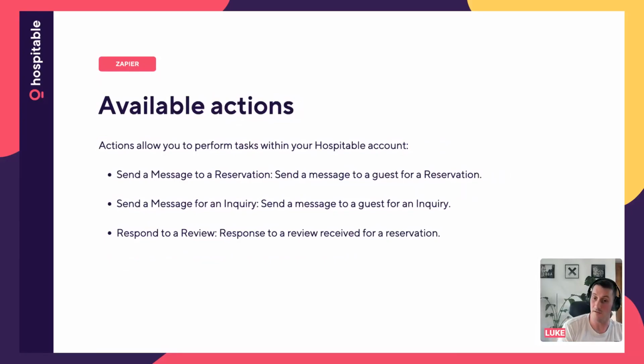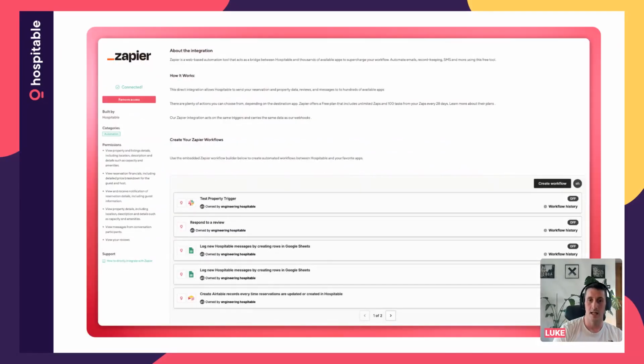Our integrations also, just as of last week, a new version has come out which has introduced 3 actions which we can trigger. That is sending a message to a reservation, sending a message to an inquiry, and responding to a review. So these are the things that exist in our API. They're actions that you can take against your account.